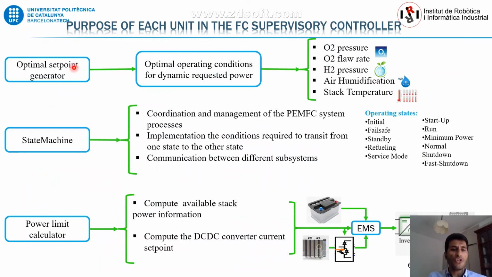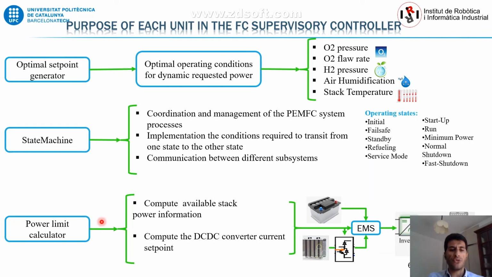The optimal set point generator is responsible for finding the optimal operating conditions for the dynamic requested power. The state machine is responsible for coordinating and managing the PEM fuel cell system process, implementing the conditions required to transit from one state to other states, and handling communication between different subsystems.